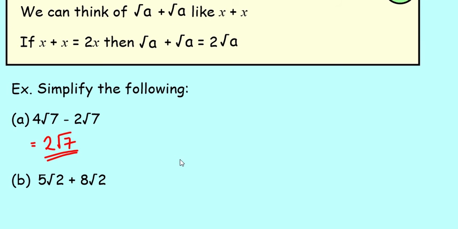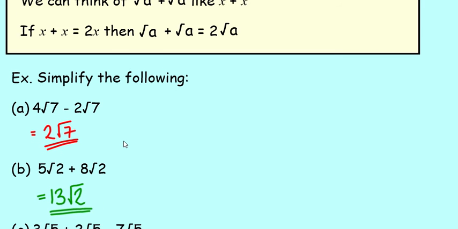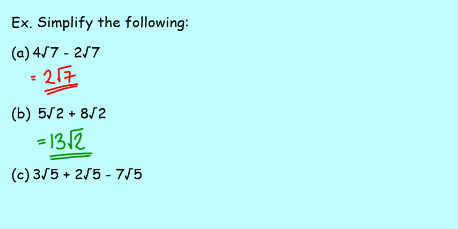So example 2, 5√2 plus 8√2. Look at the coefficients first, 5 plus 8, and then attach that to the surd √2. So your final answer is just 13√2. For the third example, 3√5 plus 2√5 subtract 7√5. You have 3 terms here, so take your time. 3 plus 2 is 5, subtract 7 is -2. √5 was your third part, so the final answer is just -2√5.